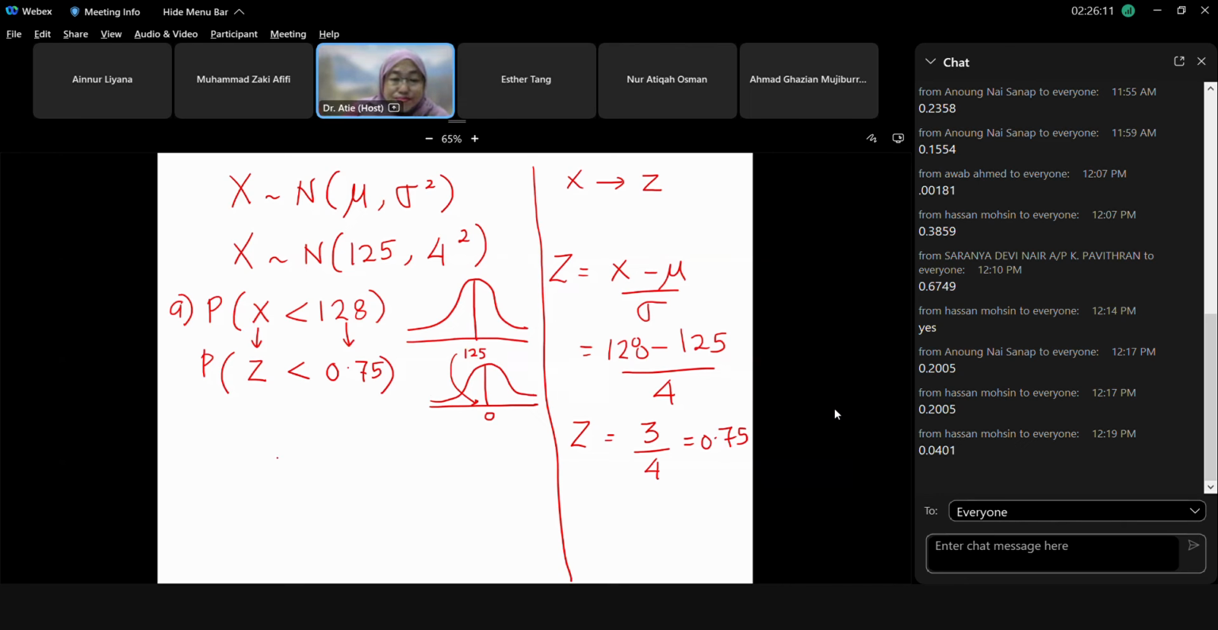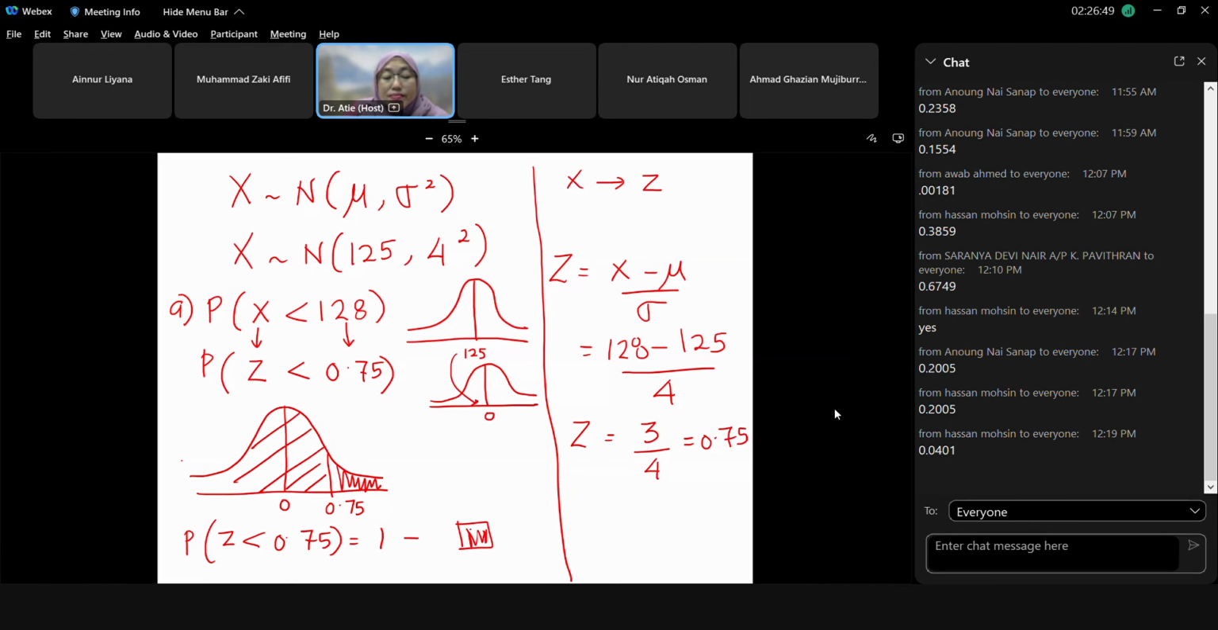This is what happened. So we just draw the curve that we are looking for. It will be like this, with 0 in the middle because it's already in Z, and this one is 0.75, and we want something on the left, less than. You already learned this. In order to find this area, P(Z less than 0.75) will be 1 minus the area from the table. So you will get the answer.